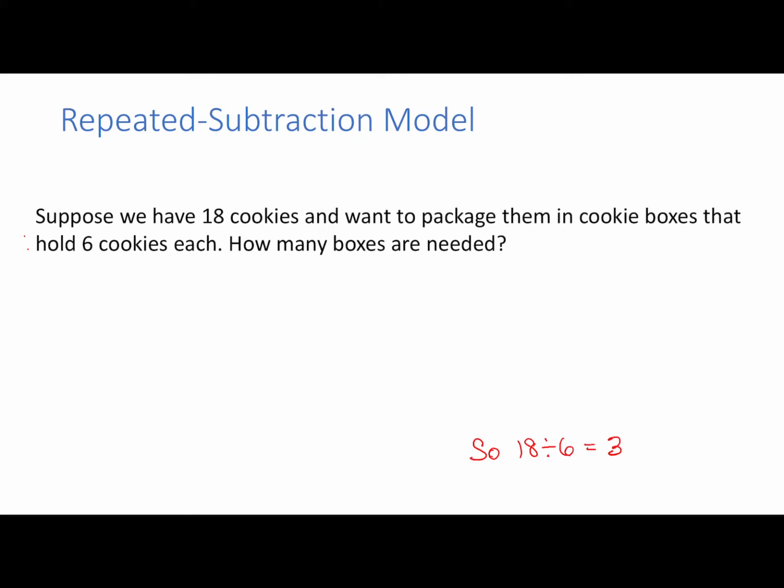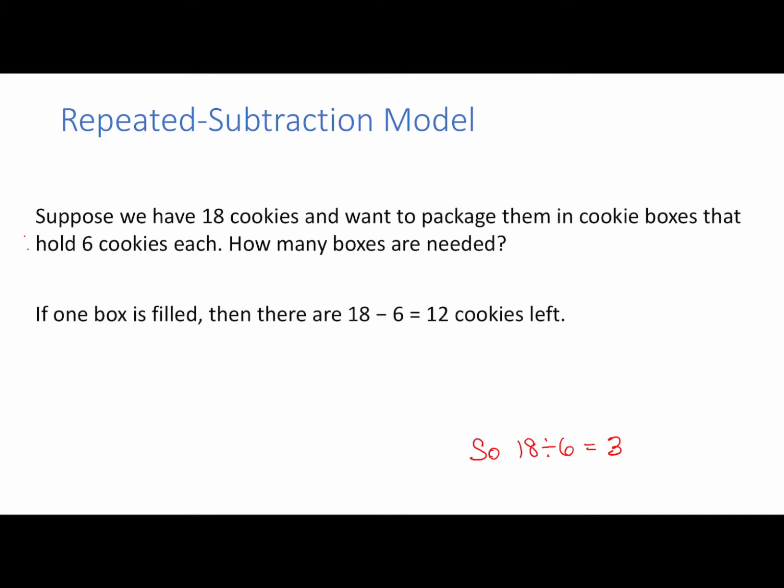So let's look at an example. This is the repeated subtraction model. So in this model, we're going to look at the example and you'll see where the repeated subtraction comes into place. So we have 18 cookies and we want to package them in cookie boxes that hold 6 cookies each. How many boxes do I need?